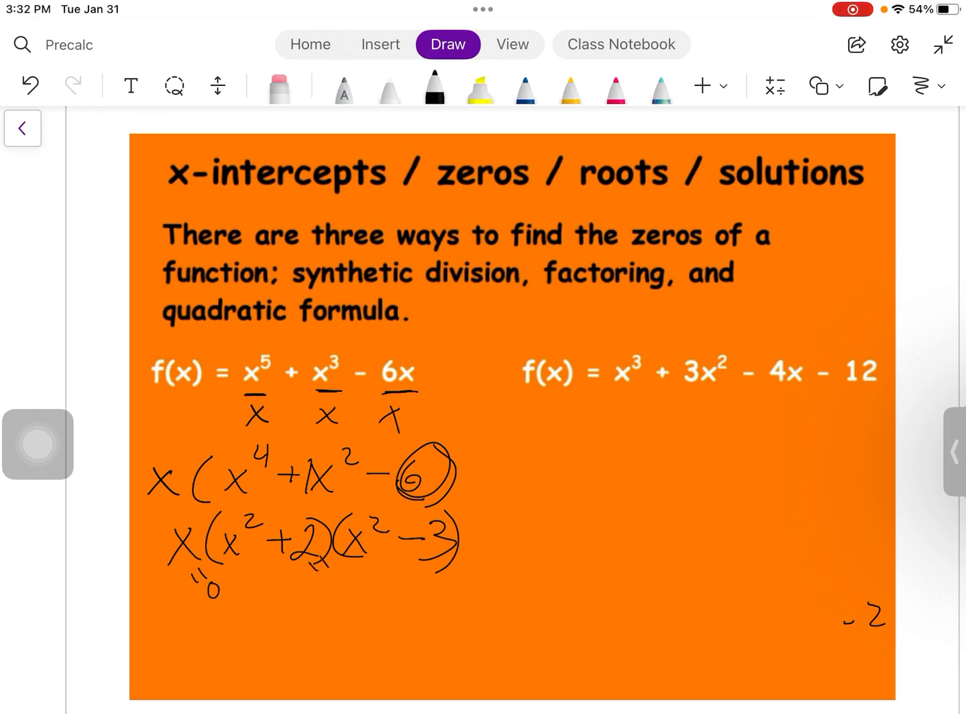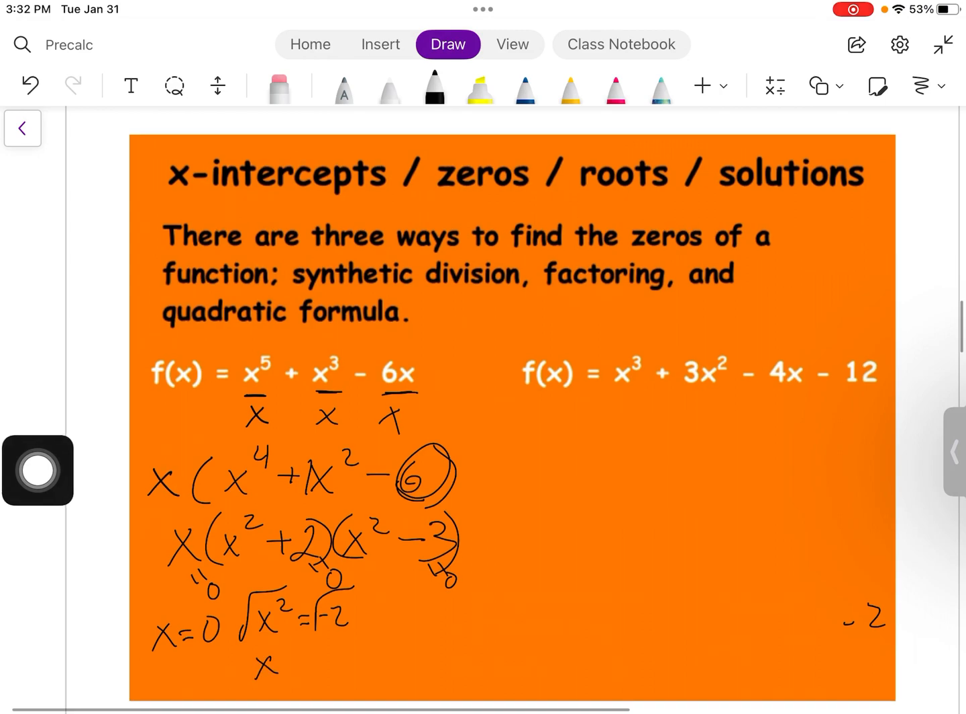I'll set each of these equal to 0. So one answer, x equals 0. The other answer, I'm going to subtract 2. Take the square root, and here I'm going to get complex numbers, so it's going to be an actual root, but it's not going to give me one of the x-intercepts. So I could say x is equal to a positive and a negative i square root of 2.